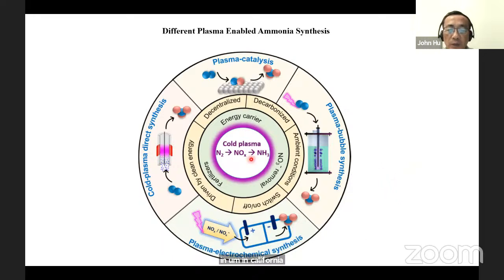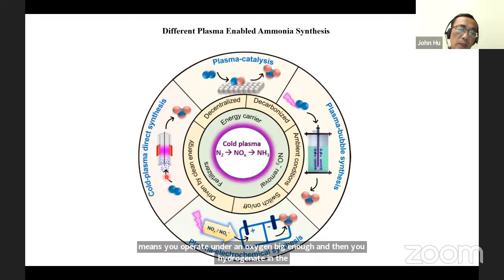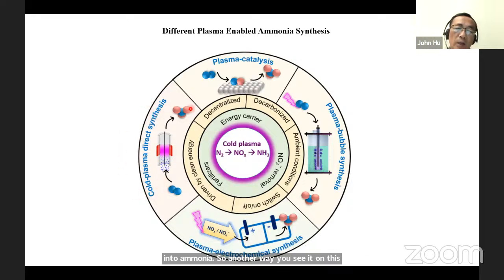That's one way to do cold plasma, but you have to turn N2 into NOx, which means you operate on oxygen, make NOx, and then hydrogenate into ammonia. Another way, on this side, is called cold plasma direct synthesis. Direct synthesis means there's no NOx involved. You have nitrogen, you make ammonia.